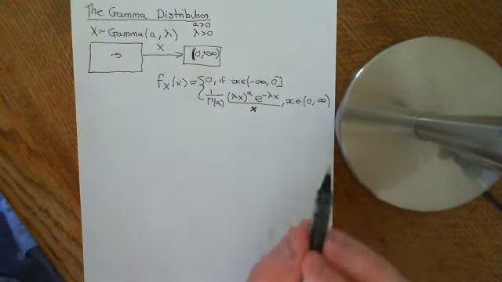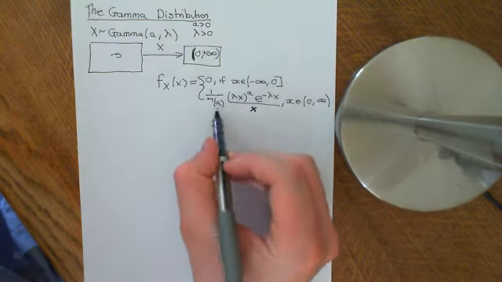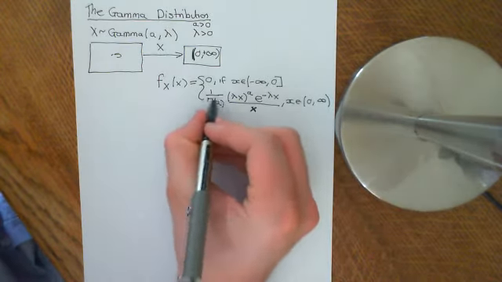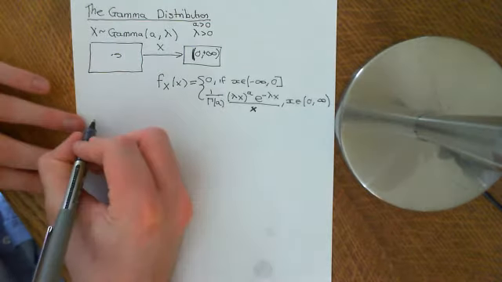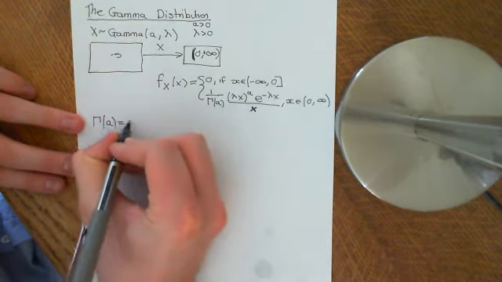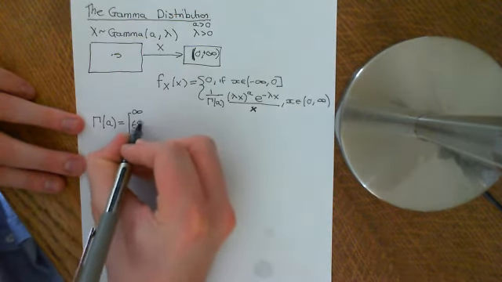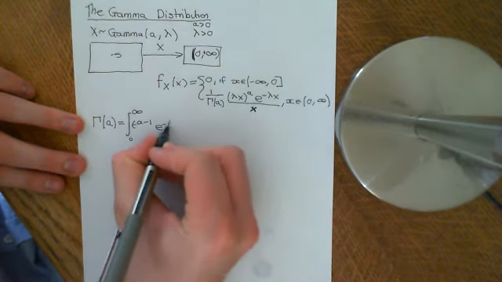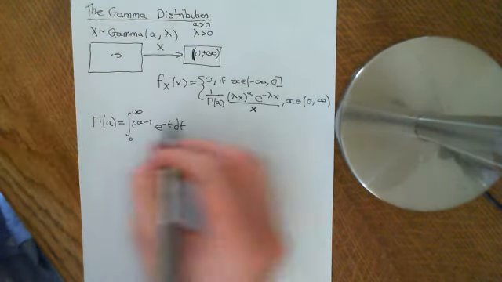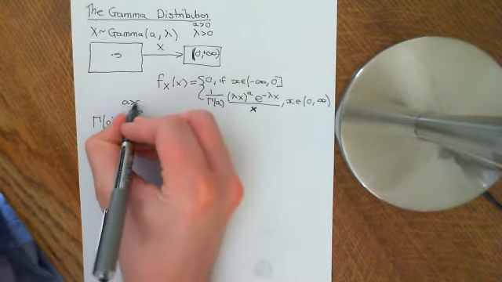The reason you need a to be greater than 0 is so that this gamma function is defined. Remember, the gamma function is only defined on the positive numbers, so I'll just remind you of what the gamma function is. The gamma function of, let's say, some value little a is equal to the integral from 0 to infinity of t to the power of a minus 1 times e to the negative t dt. So that's the definition of this, and it's only defined if a is greater than 0.